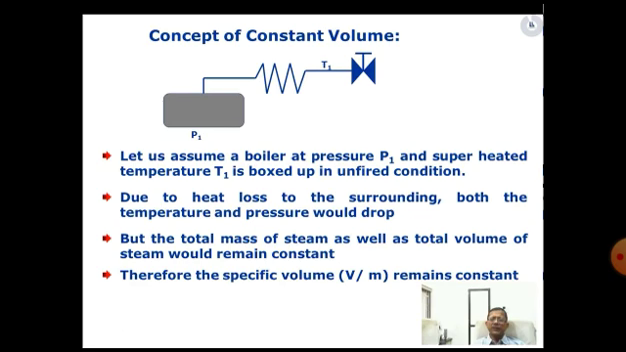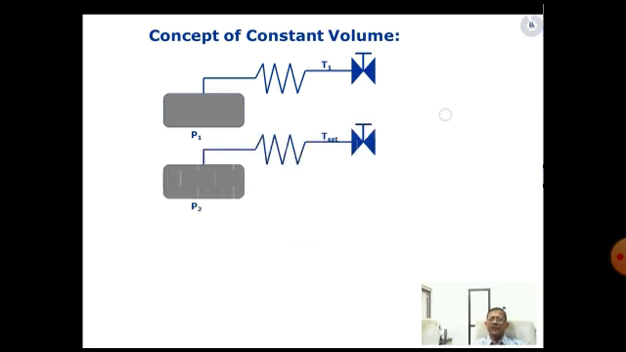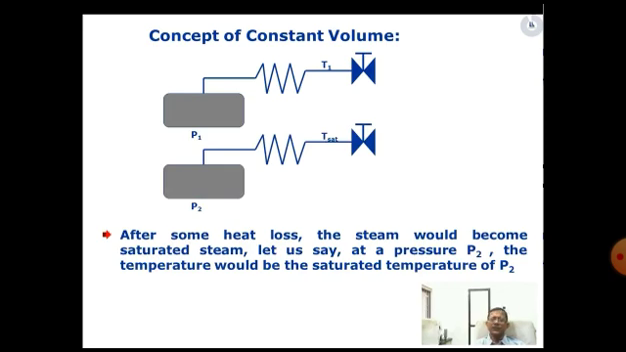Now if I allow it to continue like this, gradually the heat will be lost, and at one point of time we might have a condition where we will have a saturated steam inside, and let us assume at a pressure of P2, and the temperature will be the corresponding saturation temperature of P2.